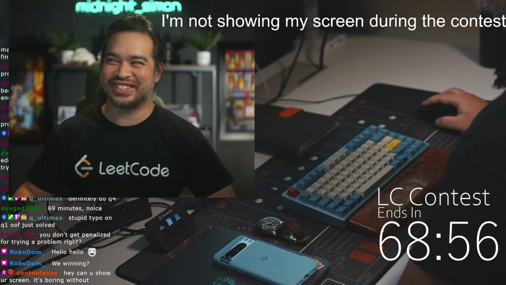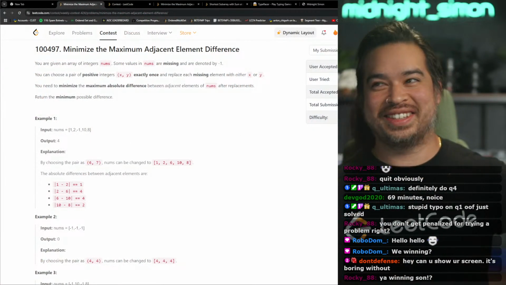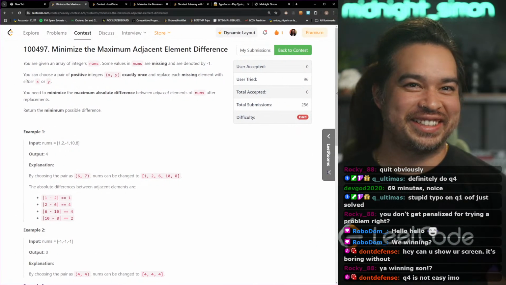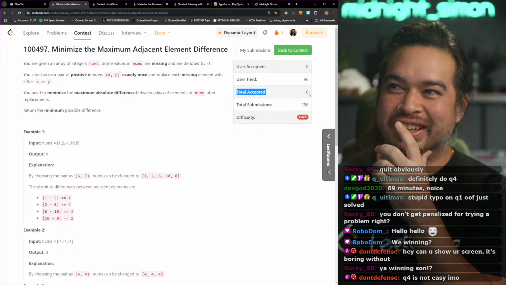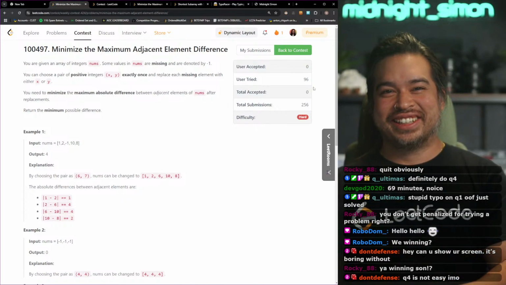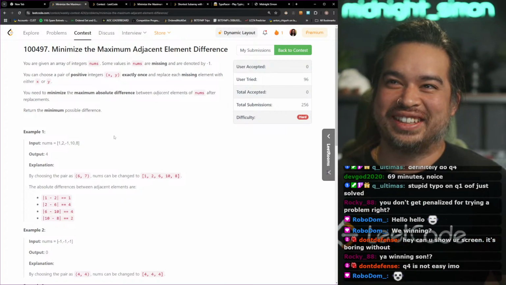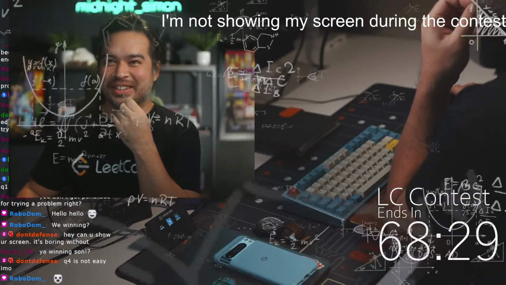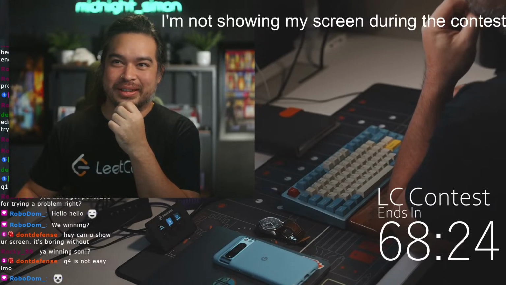Can you show your screen? Yeah, I'll show my screen. This is the Q4, man. This is why I'm feeling like giving up. Total accepted 0. So anyways, Q4 is not easy. It doesn't look like it.